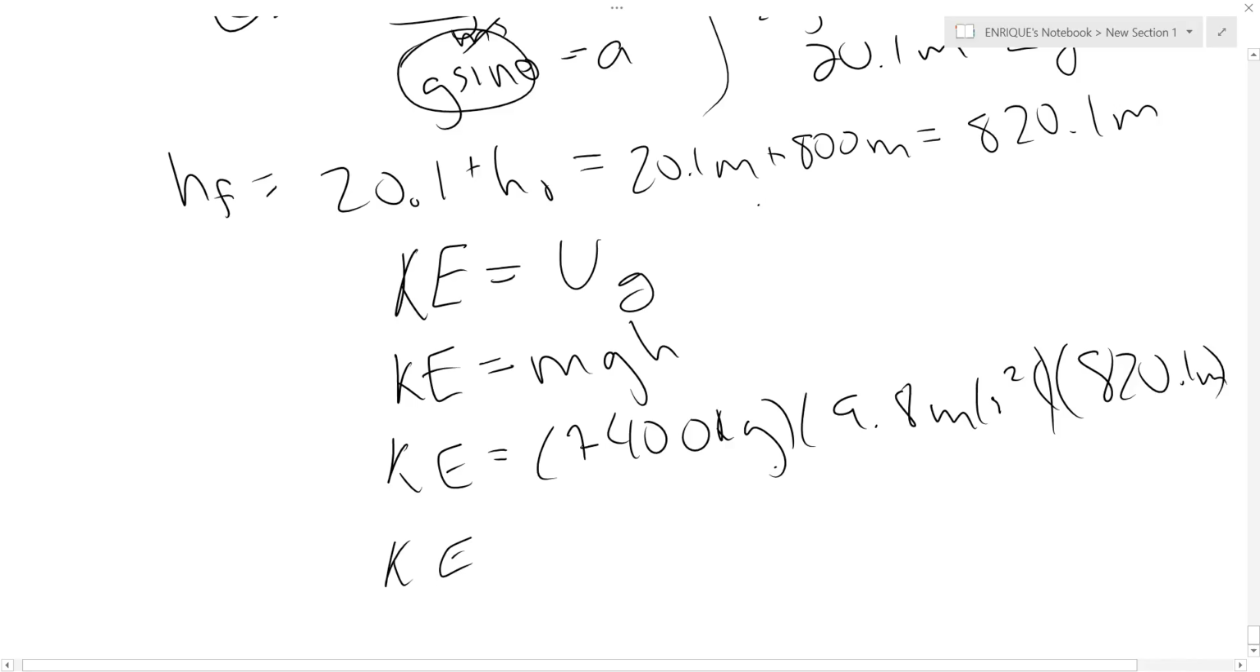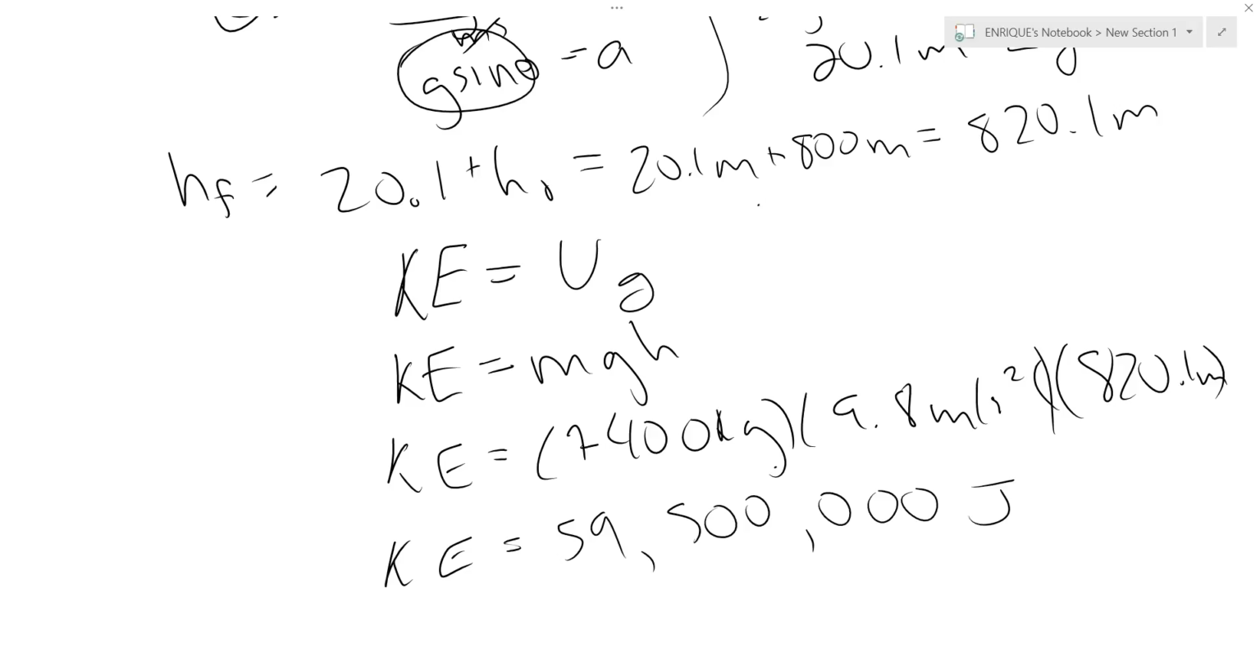Now we can just get that in the calculator. We're going to get about 59,500,000, let's just round off, joules, of course, the unit of energy. And of course, since we're at the bottom of the hill, all of our potential energy has converted to kinetic energy. So obviously, it's going to be a positive energy. And those are the answers to the problems. Thanks for listening.